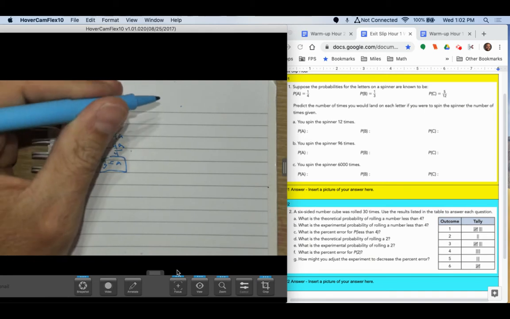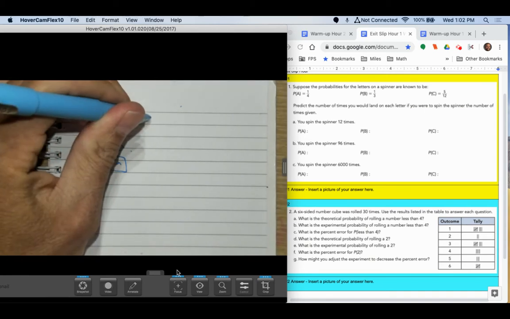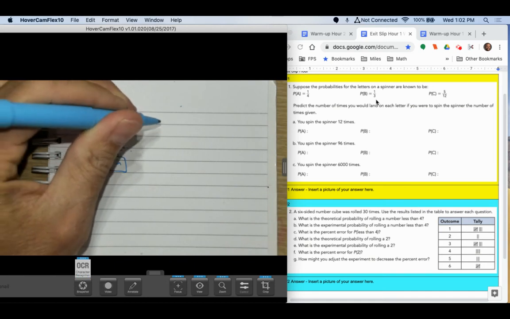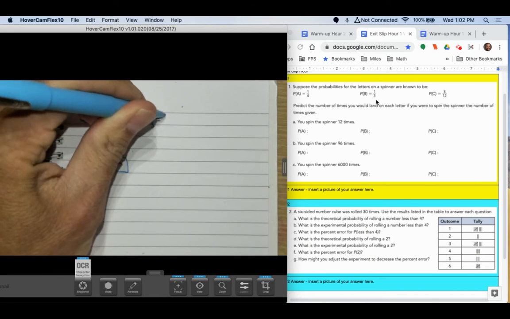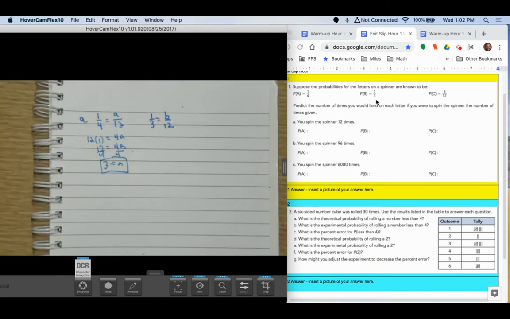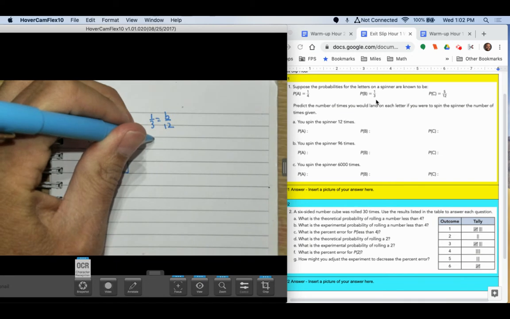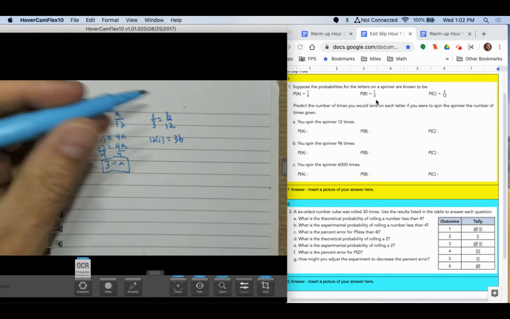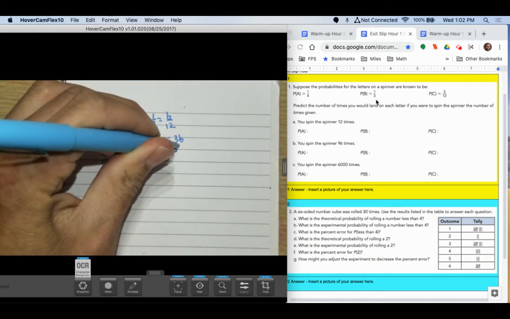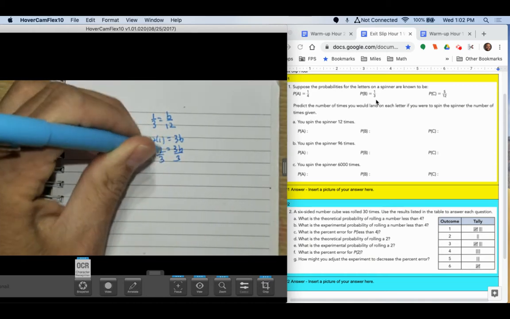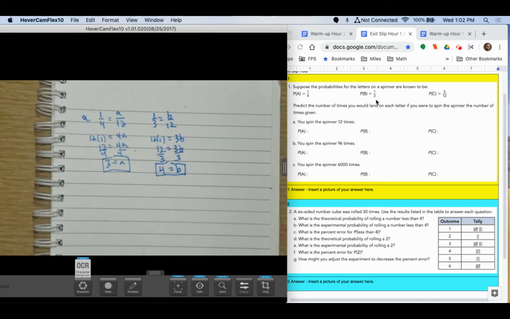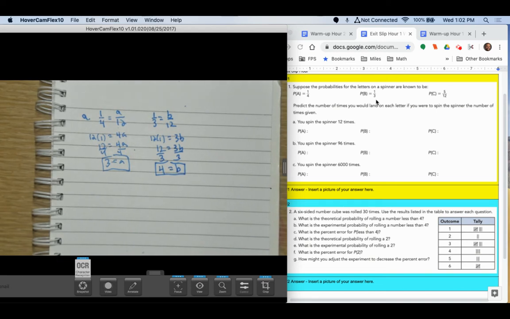All right. Then the next question is saying the probability of spinning B. My probability for B is 1/3. So now I'm going to have 1/3 equals B over 12. I'm going to cross multiply again, and then it would be 12 times 1 equals 3 times B. Then 12 equals 3B. I divide by 3, I divide by 3, and then 4 is equal to B. That's my prediction based on the theoretical probability. If I spun it 12 times, I would get 4 B's, I would get 3 A's.